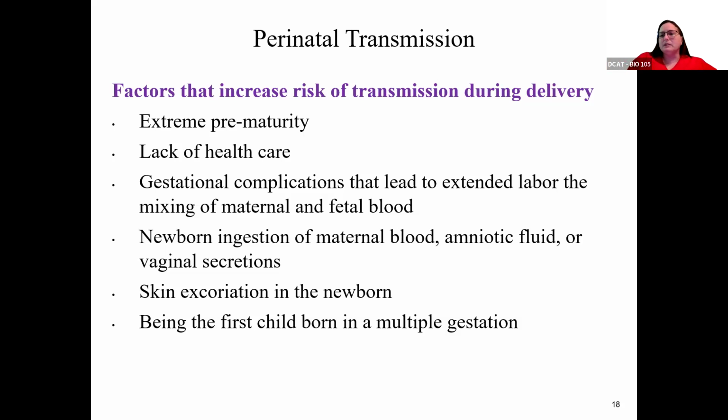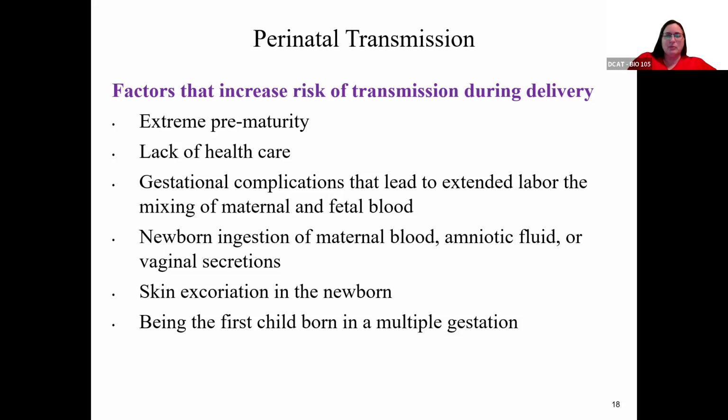So any types of complications within the pregnancy or during the pregnancy can put them at higher risk. Also, the newborn's ingestion of the maternal blood, amniotic fluid, or vaginal secretions during delivery, and skin excoriations in the newborn. If you've ever seen a newborn, their skin is dry, it can be irritated. It's not beautiful, soft skin.